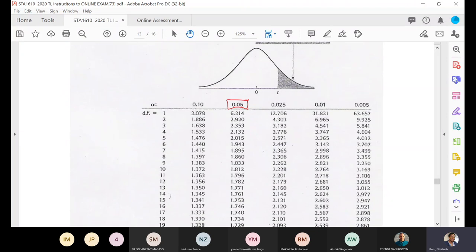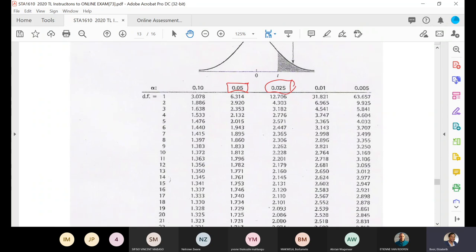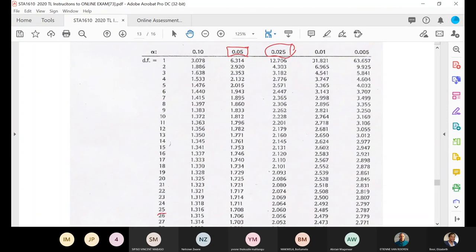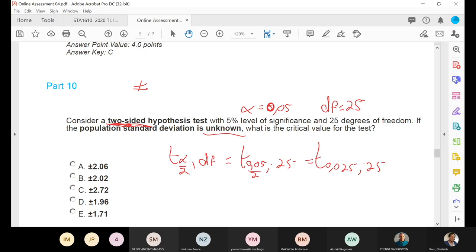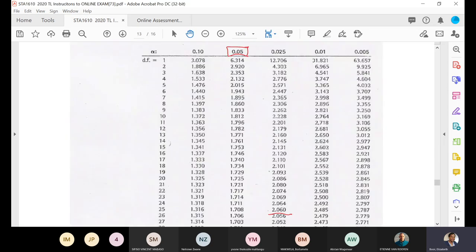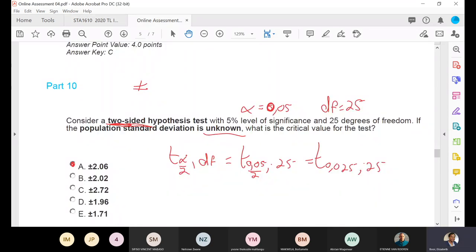So we need to go to the T table and look for 0.025 and the degrees of freedom of 25. And your critical value is 2.060. So your critical value should be number 2, am I getting it right? 2.06. It's 2.06.